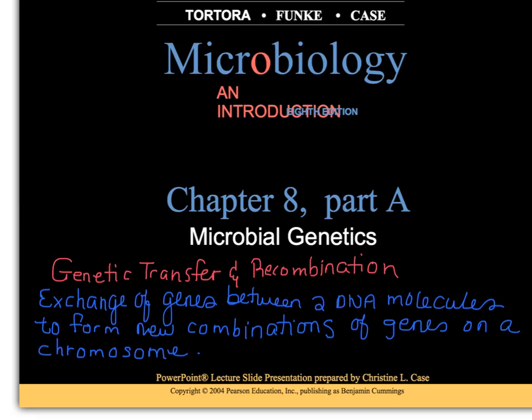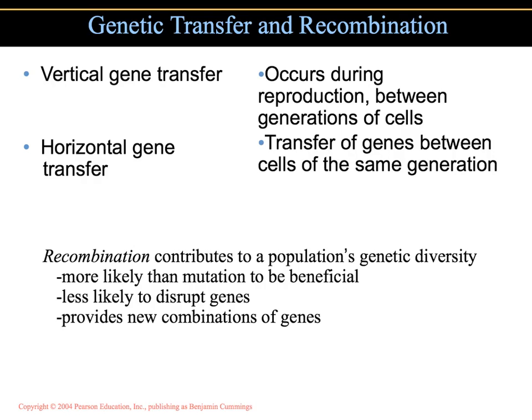Typically, when we say recombination, we are referring to the exchange of genes between two DNA molecules to form new combinations of genes on a chromosome. So recombine, the term is coming from combining genes from two different sources. So again, recombination is combining genes from two different sources. And then there's another term up here talking about gene transfer. And gene transfer would be passing the genes from one cell to another.